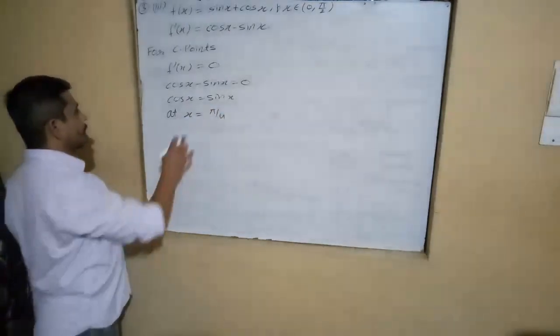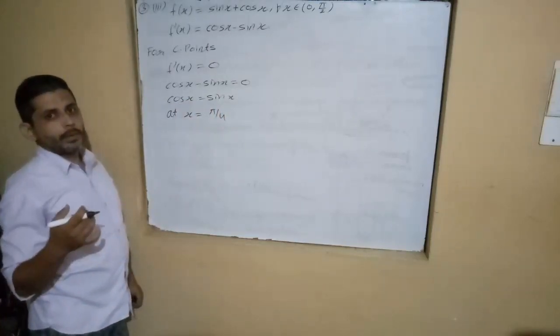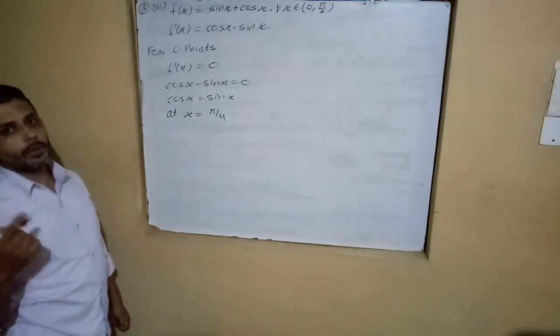Or you can also do it like this: sin x upon cos x is equal to 1. So sin upon cos is tan, so tan x is equal to 1. So tan pi by 4 is equal to 1.